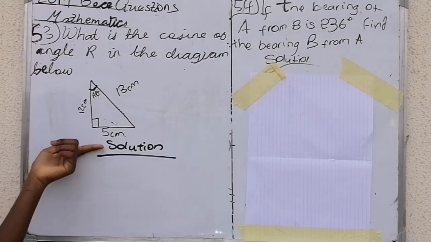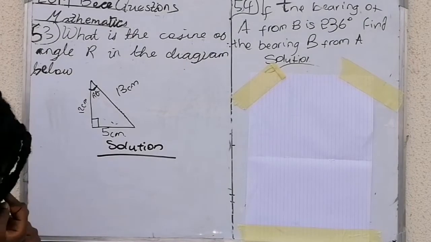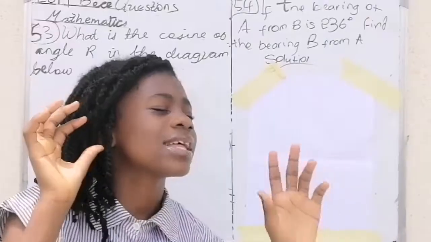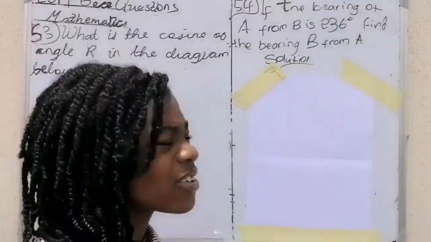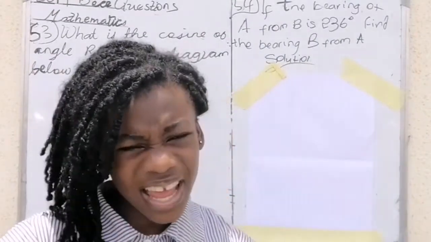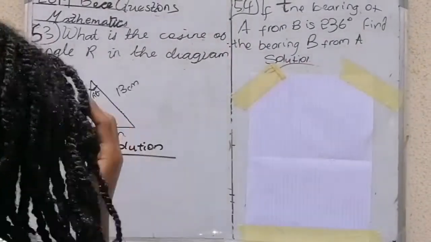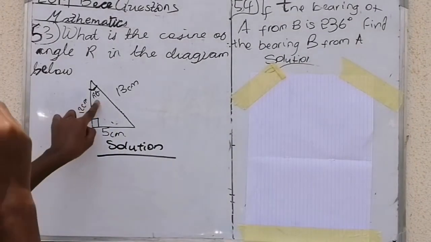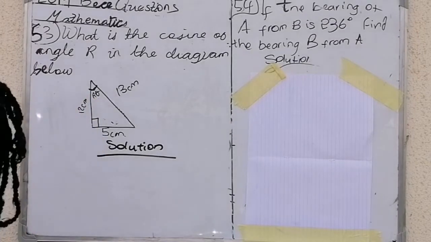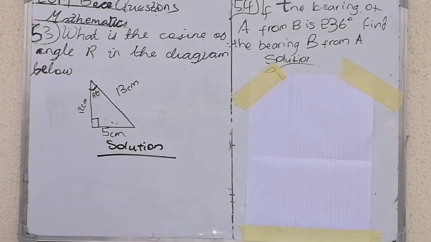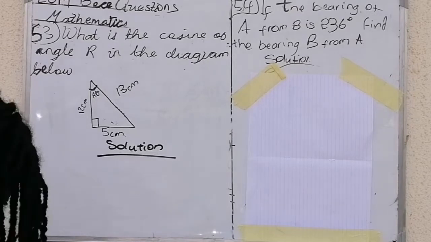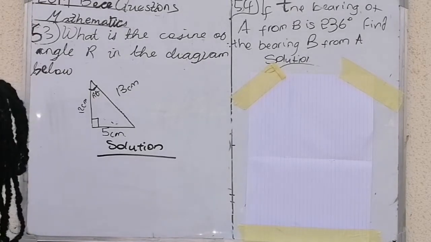So we are given this triangle, and there are three specific things that are used in every right angle triangle. They are called the sine, cosine, and the tangent. So we are being told to find the cosine of this angle, which is angle theta. So let's begin.